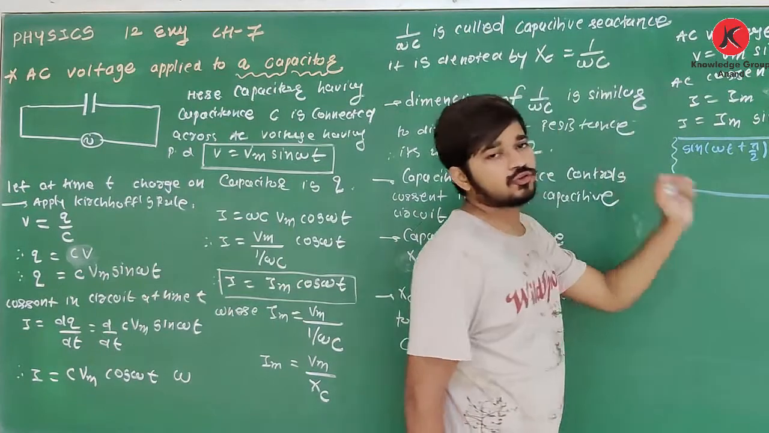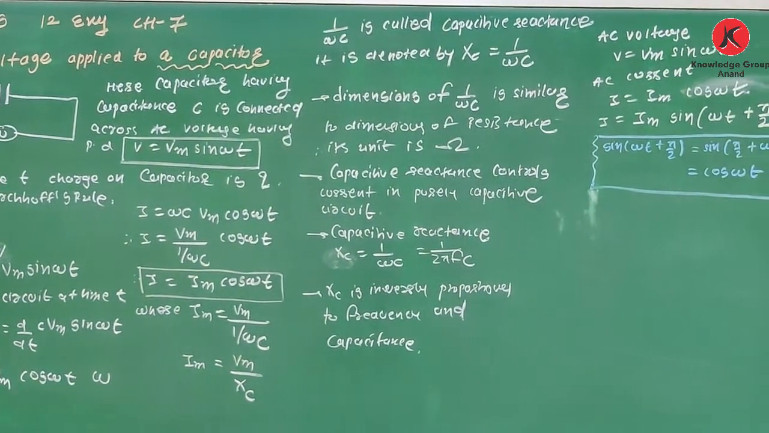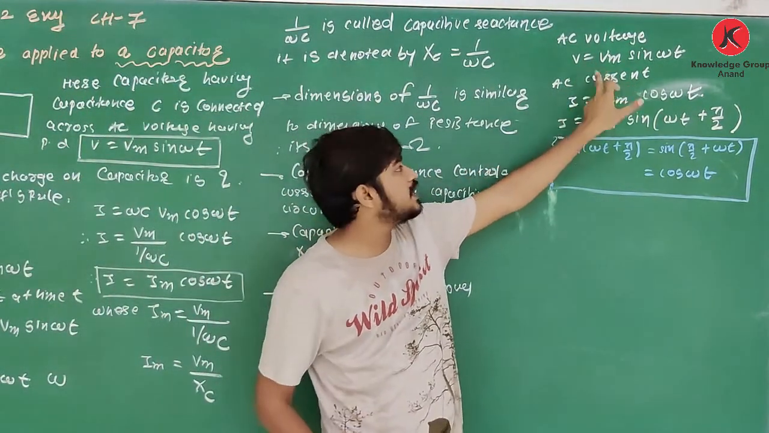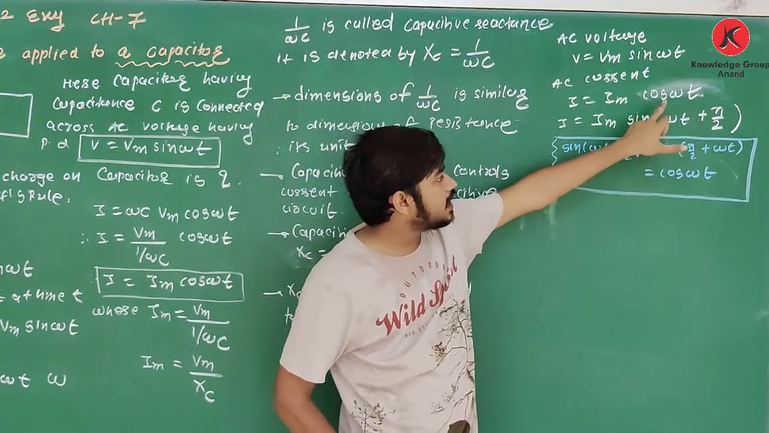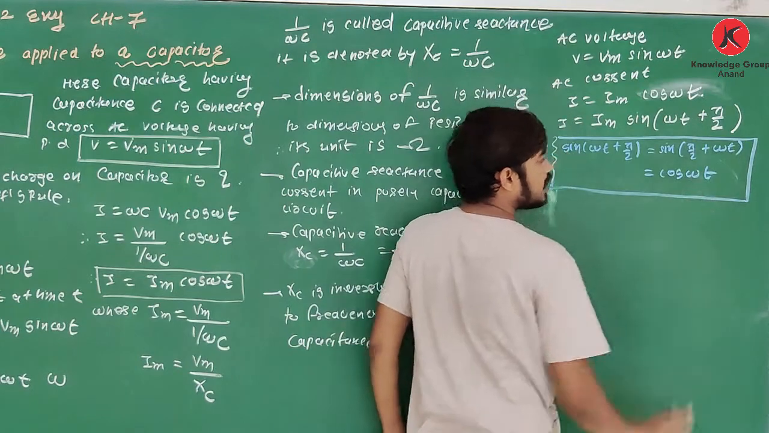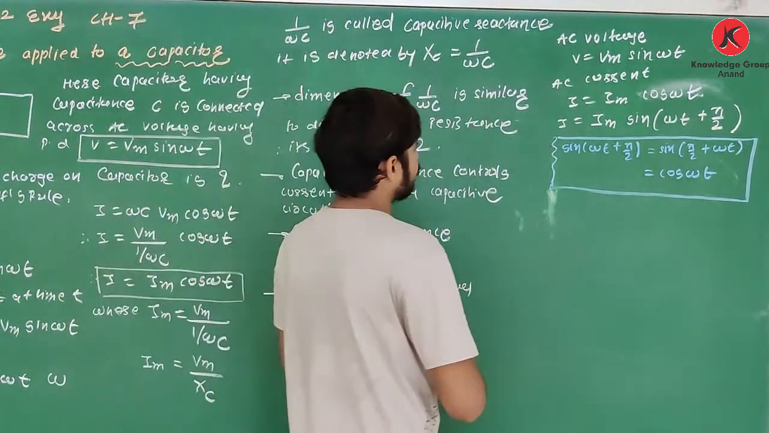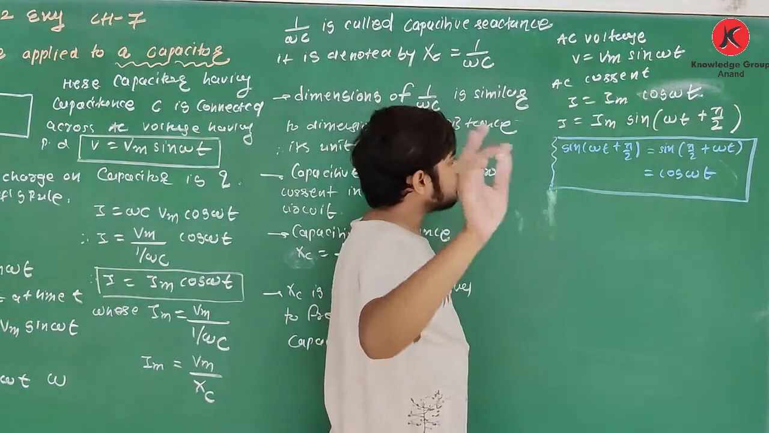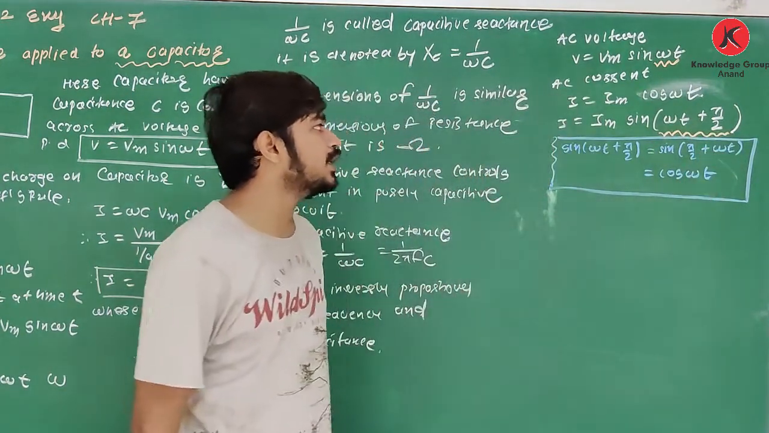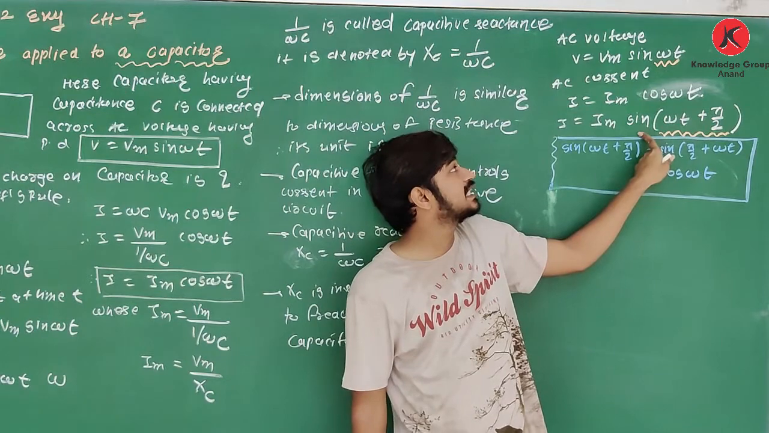Now V is a function of sine, and I is also a function of sine. Again, AC voltage V is equal to Vm sin omega t, current I is equal to Im cos omega t, and I can write cos omega t as sin omega t plus pi by 2. How? Sin omega t plus pi by 2 is equal to sin pi by 2 plus omega t, and sin pi by 2 plus theta is cos theta. Now the phase of voltage is omega t, and the phase of current is omega t plus pi by 2, meaning the phase of I is greater than the phase of V.